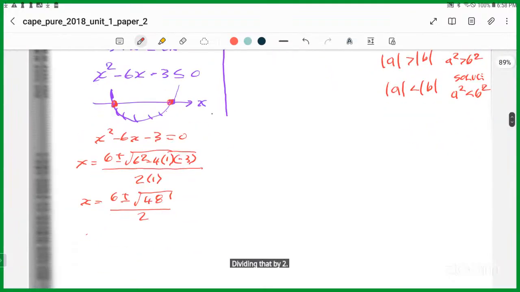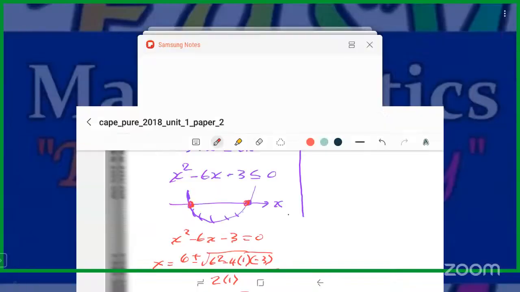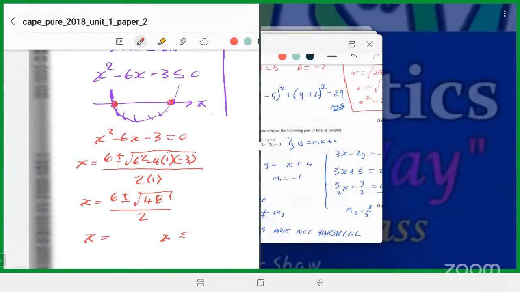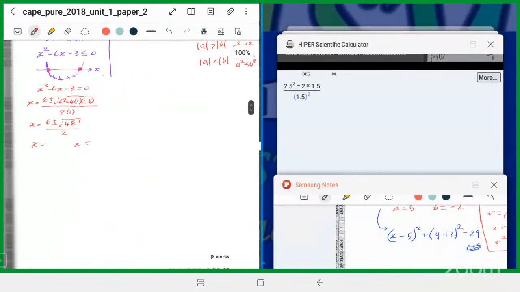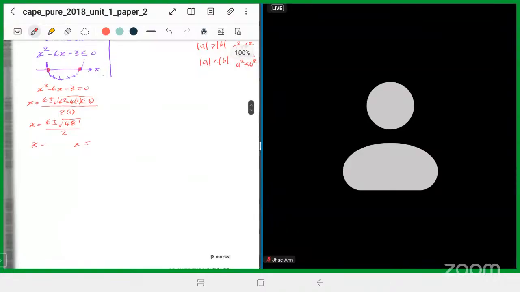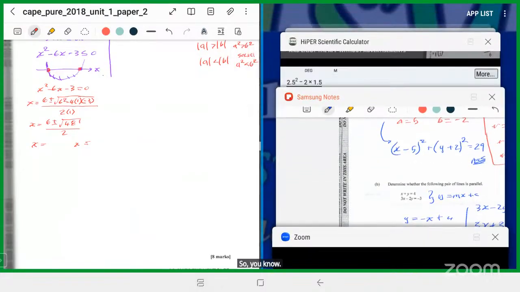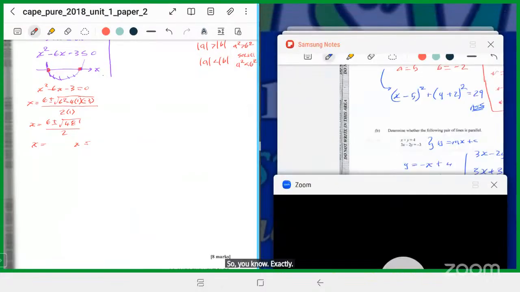Alright, so you get the two x values. Let me get the calculator and work them out. Alright, x equals, let me work them out over here. The calculator.